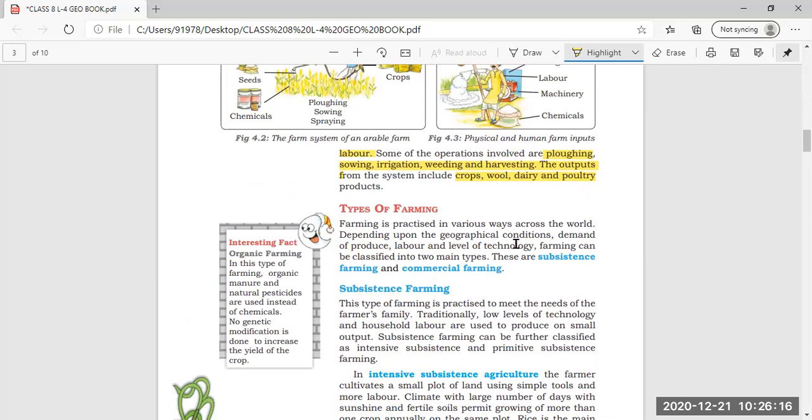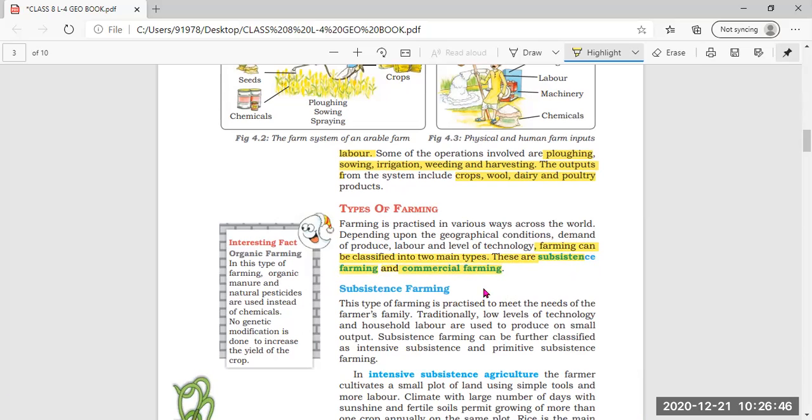Farming is practiced in various ways across the world. Across the world means whole world. Farming is practiced in various ways depending upon the geographical conditions, demand of produce, labor, and level of technology. Farming can be classified into two types. Now again, farming can be classified into two main types, that is subsistence farming and commercial farming.